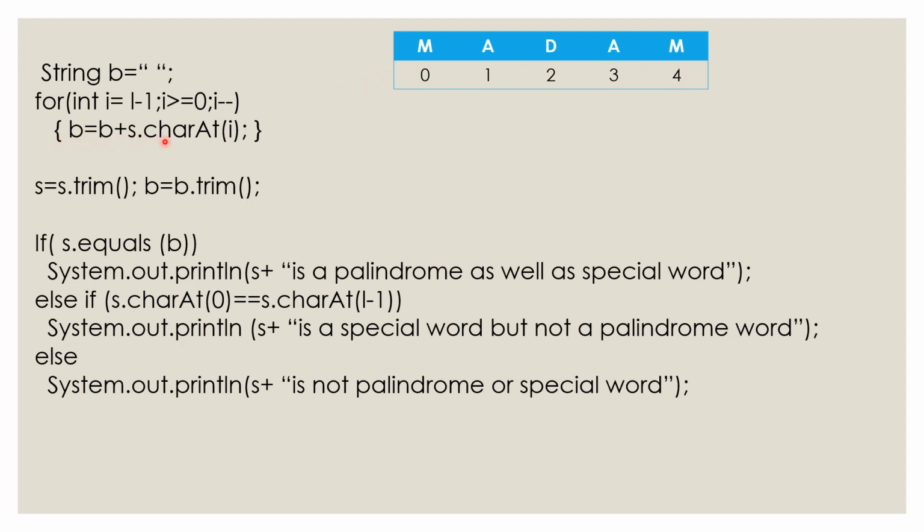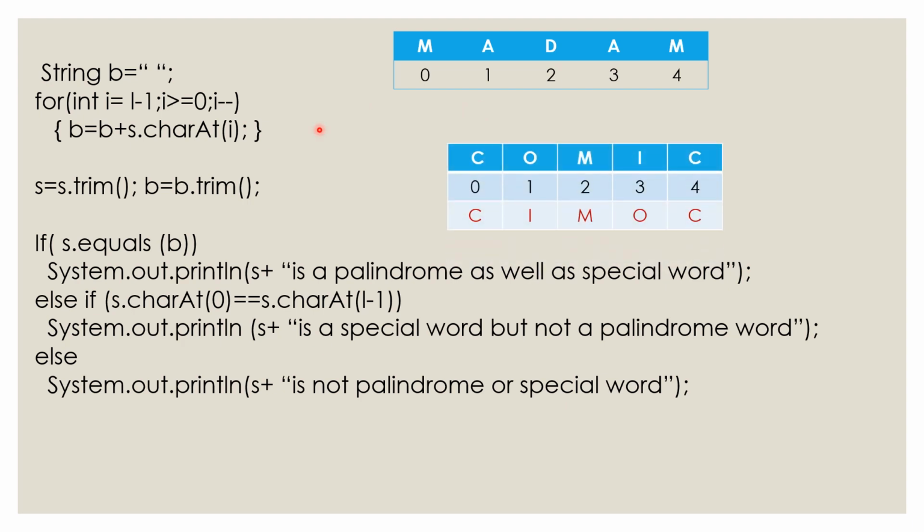The characters are extracted one by one and added: b is equal to b plus character at i. That means it is added in the reverse order. And now trim the original one and the reverse one. And if s equals b, because we have already converted into uppercase, no need of equals ignore case. If both the words are same, we can print it is a palindrome as well as special word. That means this word is palindrome as well as special word. Else we can do one thing, then move the first character.